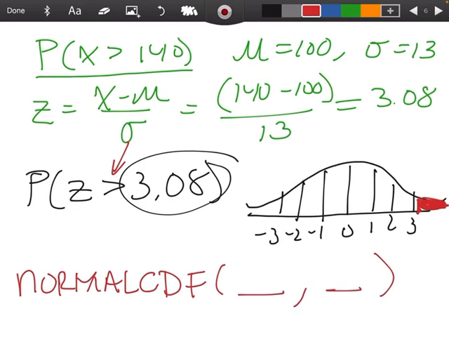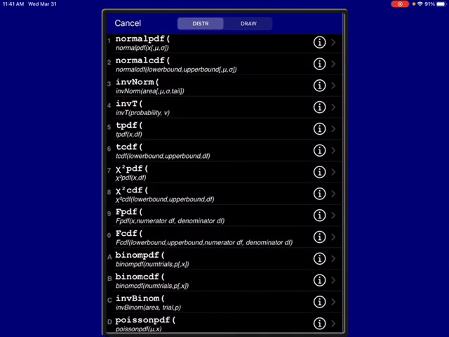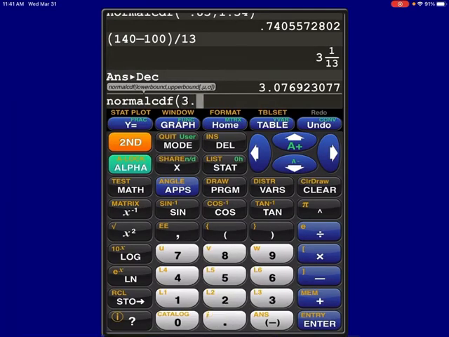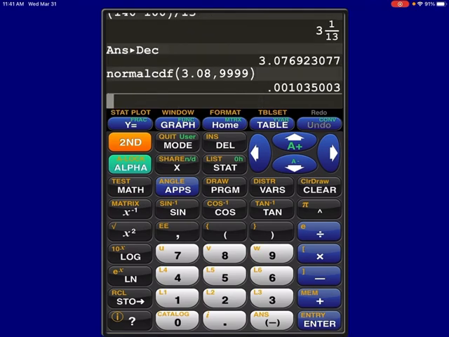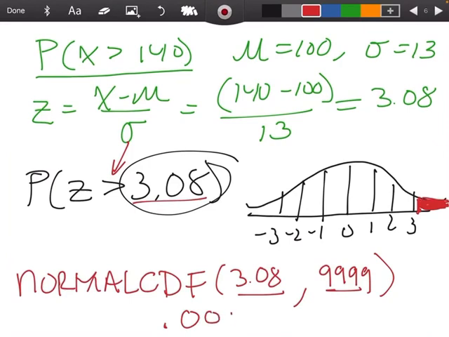Oh yeah, we're starting at 3.08. And because we're going all the way to the right, I'm going to use a really big number, like 9999. And let's do that one more time. 3.08, comma, 9999. And to 4 decimal places, I'm going to come up with 0.0010. And that's how I'm doing each of these parts.